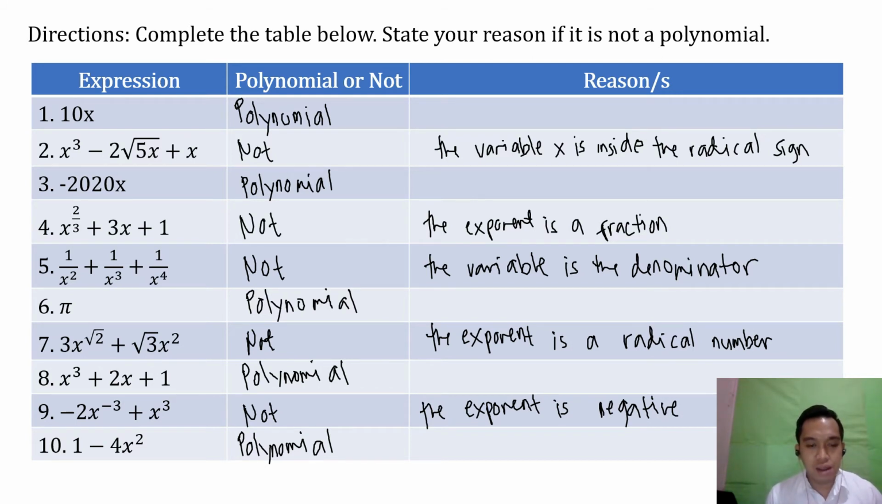Then ang number 9 naman, kapag negative din ang exponent mo, hindi rin siya polynomial. So dapat positive integer ang ating exponent para siya ay polynomial. At dapat yung variable na x ay wala sa loob ng radical sign. At dapat yung variable mo ay hindi denominator. Okay? So I hope that's very clear. Let's proceed to the next slide.